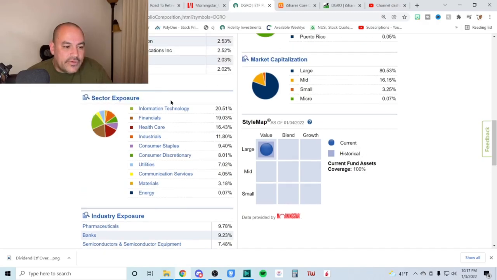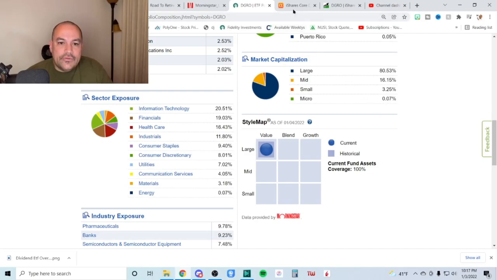Sector exposure, let's go over here. Information technology at 20.5%, financials at 19%, healthcare 16.4%, industrials 11.8%, consumer staples 9.4%, consumer discretionary at 8%, utilities at 7%, communication services at 4%, materials at 3%, energy with a very small weighting of 0.07. So again, this excludes real estate because they need to be qualified dividends. So if real estate needs to be in your portfolio, consider using an ETF for that coverage or buying a REIT yourself. Also, if you would like more exposure to energy, do the same thing.